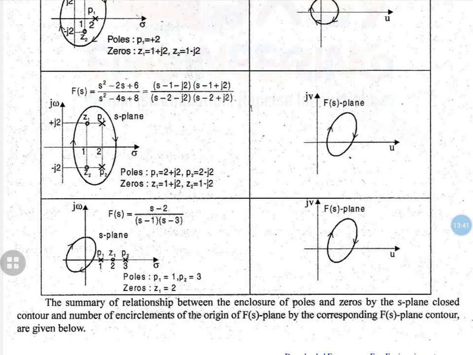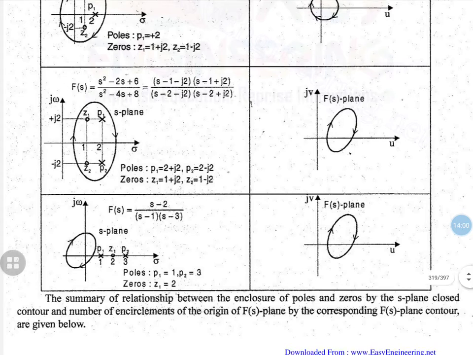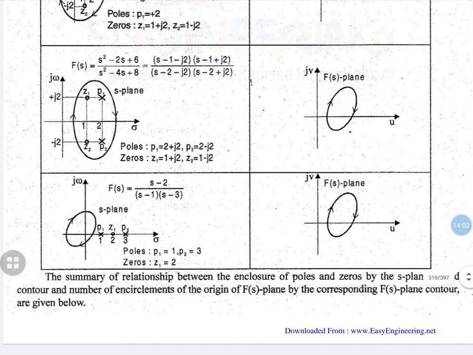We'll solve problems regarding this later. First, we are understanding how, if there are two poles, how will be the contour. If there are two poles and two zeros, how will be the contour. So this is what some common cases we are looking at.